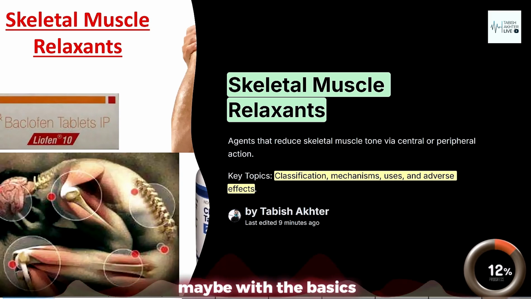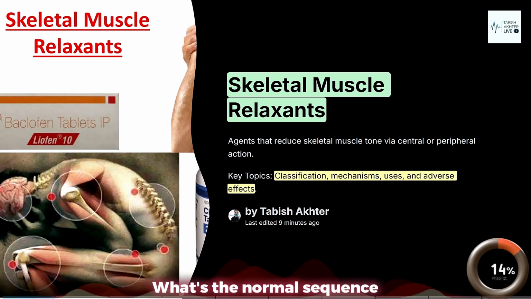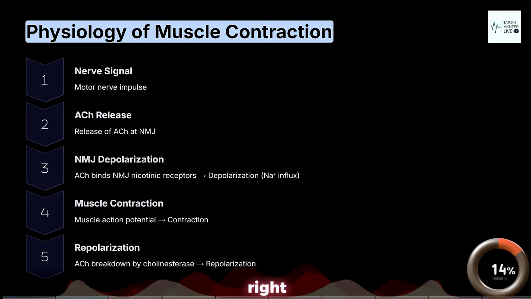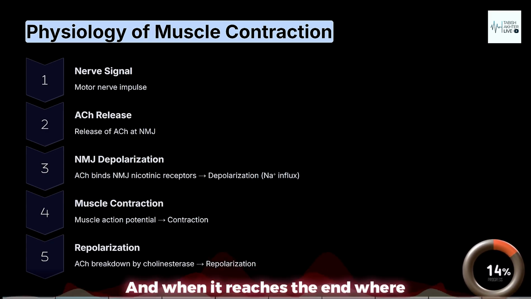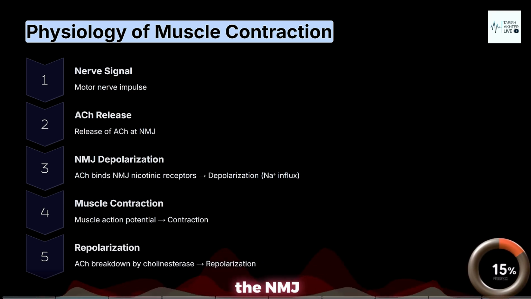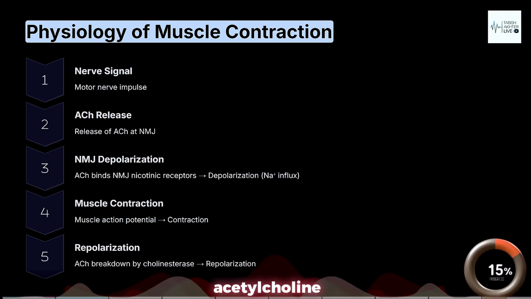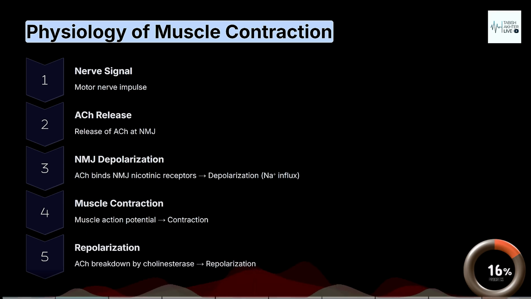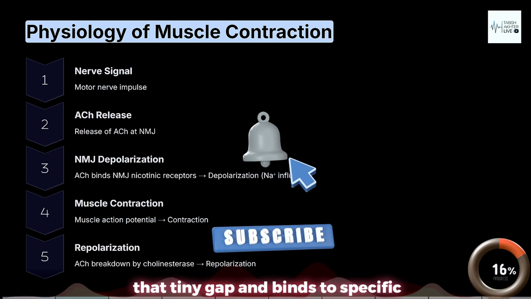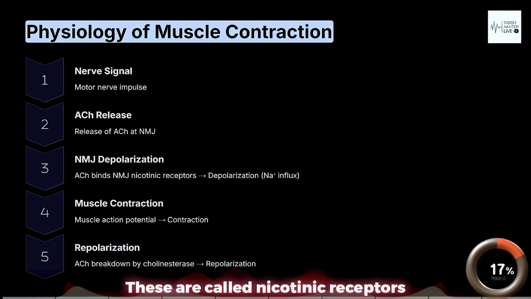Sounds like a plan. Where should we start? Maybe with the basics. Before we talk about relaxing muscles, how do they normally contract? It starts with a nerve impulse, a signal traveling down a nerve. When it reaches the end, where the nerve meets the muscle, that's the neuromuscular junction, the NMJ. The nerve releases a chemical, acetylcholine, ACh for short. The messenger. Right. And this ACh floats across that tiny gap and binds to specific spots on the muscle cell surface called nicotinic receptors.